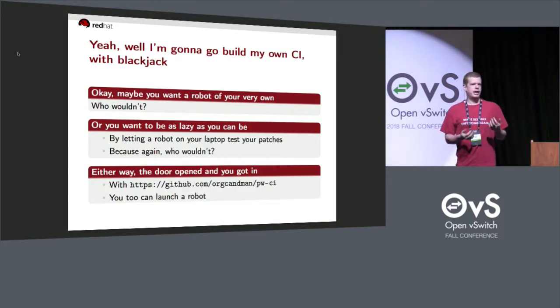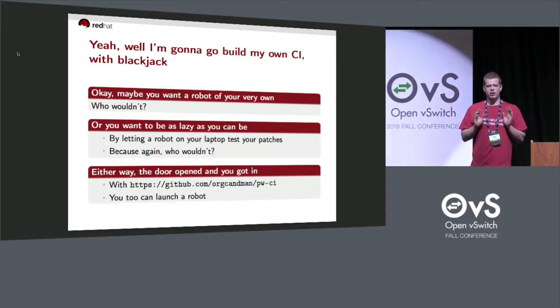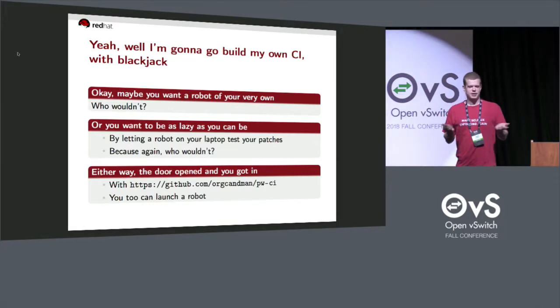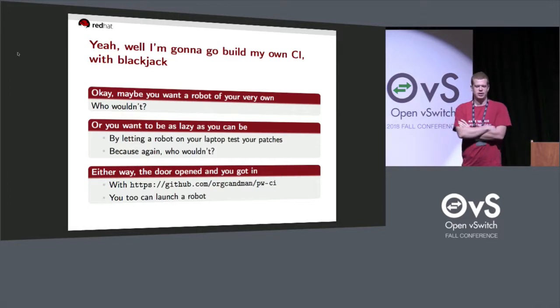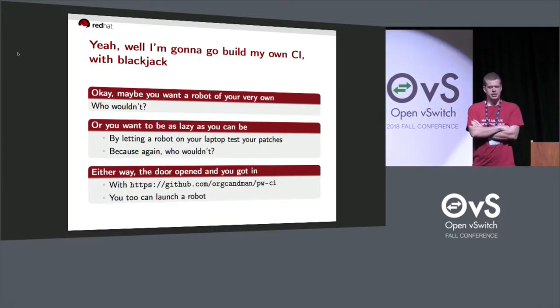But maybe you don't care about my robot. Maybe you want your own robot, because who doesn't? And maybe you want to just be lazy like me and let a robot do all the tests on your laptop for all your development work. Either way, you can go to this GitHub here. This has the OVS robot code in it, and I think everything you should need to be able to build your own robot.